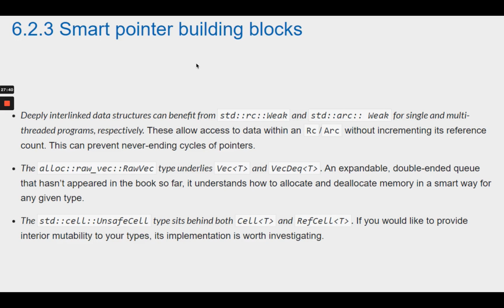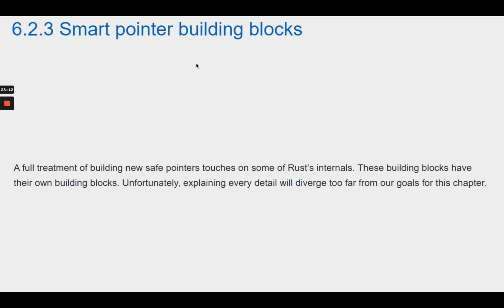The alloc::raw_vec::RawVec type underlies Vec<T> and VecDeque<T>, an expandable double-ended queue that hasn't appeared in the book so far. It understands how to allocate and deallocate memory in a smart way for any given type. The std::cell::UnsafeCell type sits behind both Cell<T> and RefCell<T>. If you would like to provide interior mutability to your types, its implementation is worth investigating.